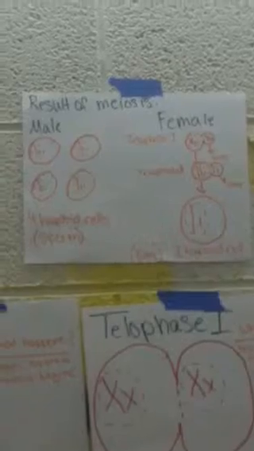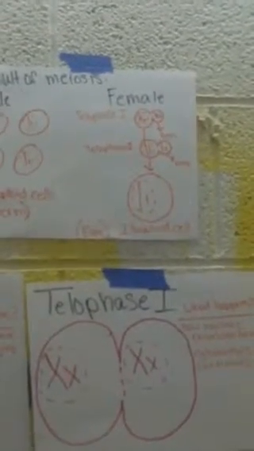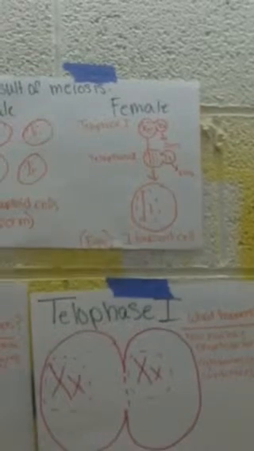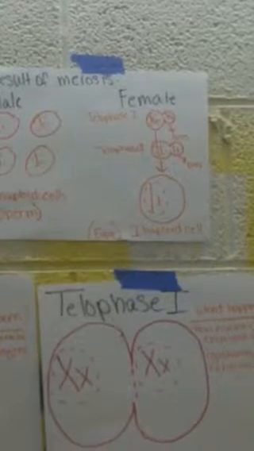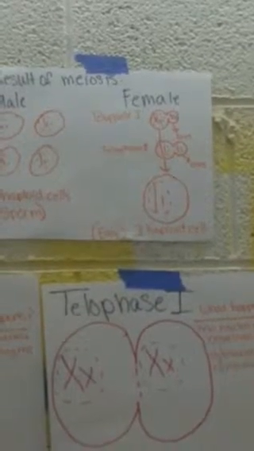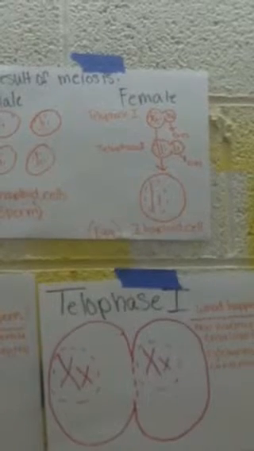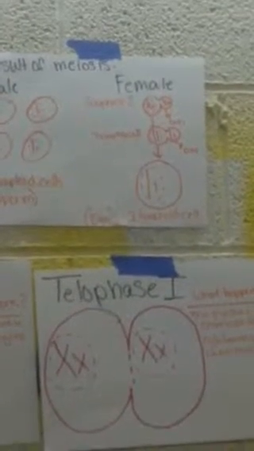The result of meiosis. For the male, you get 4 haploid cells, or sperm. For the female, during telophase 1, of the 2 cells, one of them doesn't get enough cytoplasm and dies. This happens again in telophase 2, when one cell gets all the cytoplasm and the other gets none, thus it dies off as well. The result is 1 haploid cell for the female, which is an egg.